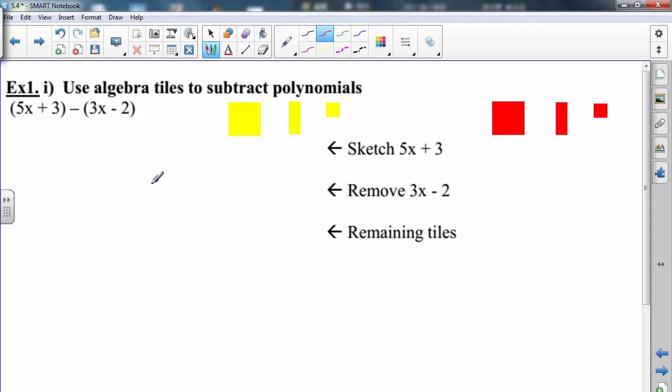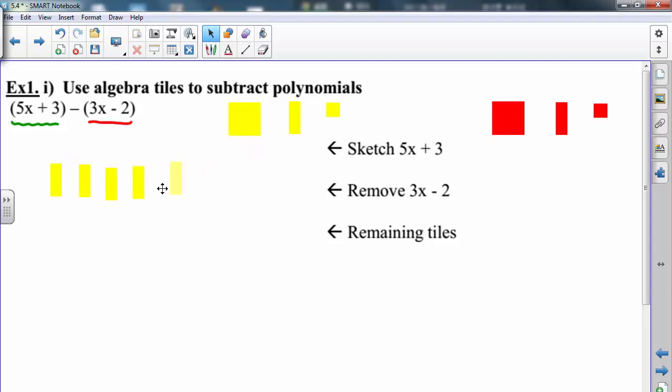Let's look at the first example. Use algebra tiles to subtract polynomials. We have two polynomials. The first one is 5x plus 3. The second one is 3x minus 2. The first step is we only need to sketch the algebra tiles for the first polynomial, 5x plus 3. 5x plus 3 means I have positive 5x. I need to drag 5 yellow rods. Positive 3 means I need to drag 3 yellow little squares.